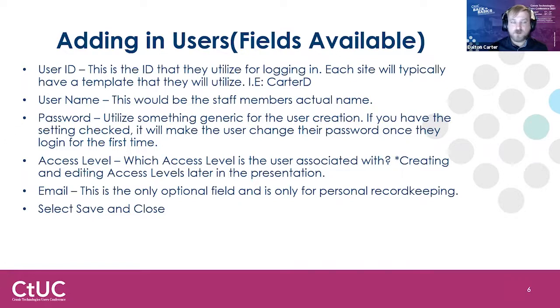Or if you have it set up, it'll automatically make them change their password whenever they log in for that first time. You also have to choose their access level. So that's which access they have, and we'll get into access levels and how to create and modify them a little bit later in the presentation. And then you can also put in their email. Currently that field is optional and it's only there really for personal record keeping. Once you have that information in, you would click save.